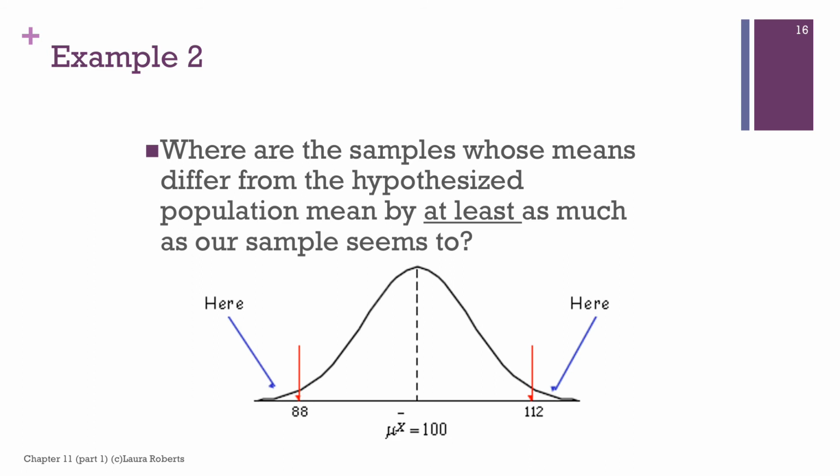Just as we always do, we draw a rough sketch of the distribution and label the mean of the sampling distribution, which you recall is the same as the mean of the population. We then identify the point on the distribution that is below the mean of 88, so 12 points from the mean, and by symmetry, the point that is 12 points above the mean, so 112. The sample means of interest are the ones that dwell in the two areas indicated by the blue arrows. These sample means are at least 12 points from the mean of 100.